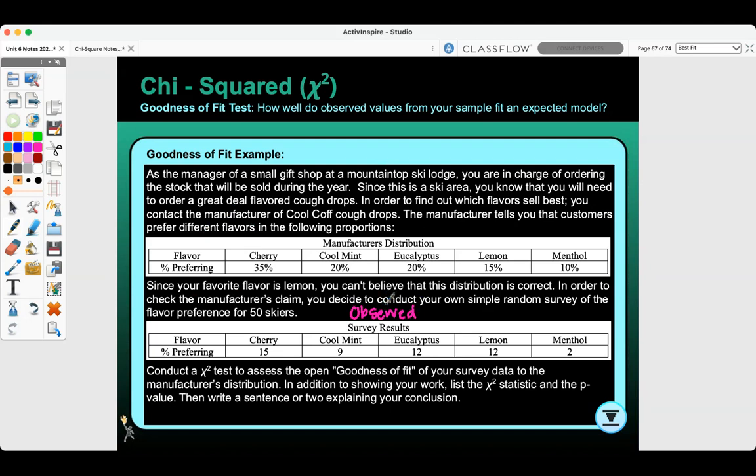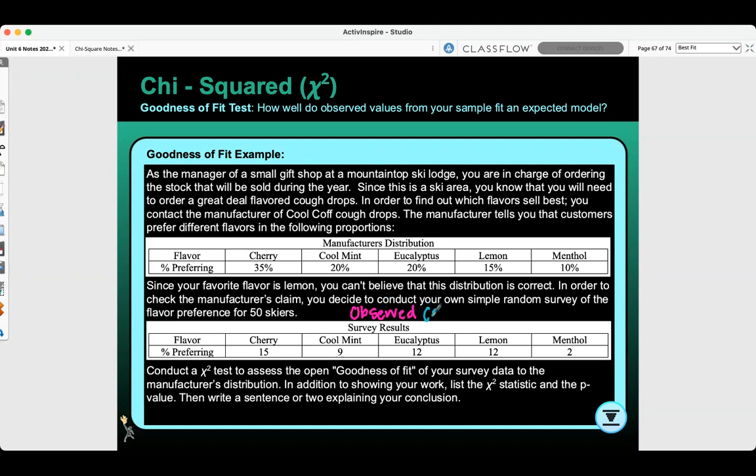Our expected counts are going to be in parentheses, and you need to show this. You need to write them in parentheses next to the observed counts. Since we have 50 skiers, to find our expected for cherry it would be 50 times 0.35, because it's 35% for the distribution, and that would be 17.5. So we'd put 17.5 in parentheses.